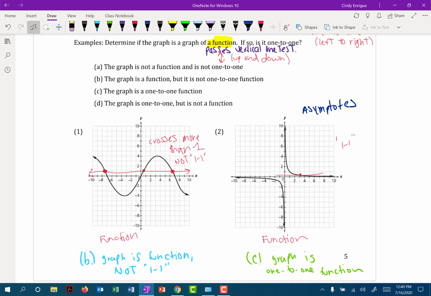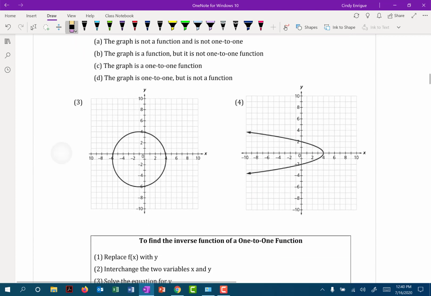And to be honest, letter D, the graph is a one-to-one, but it's not a function. That's not even possible. You cannot be a one-to-one if you aren't a function. If you're not a function, you cannot be one-to-one. So just know that D is an option, but it's listed, and it doesn't actually happen. There's no way that can actually be happening.